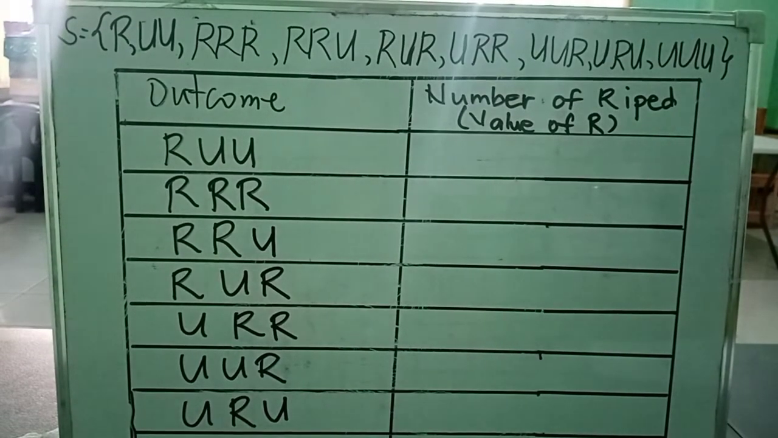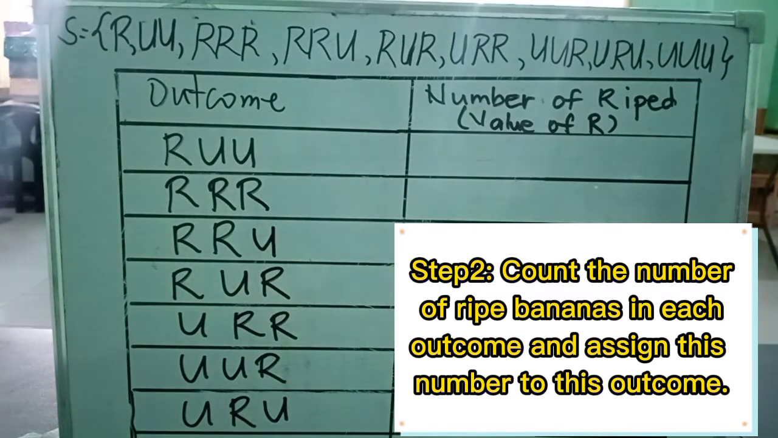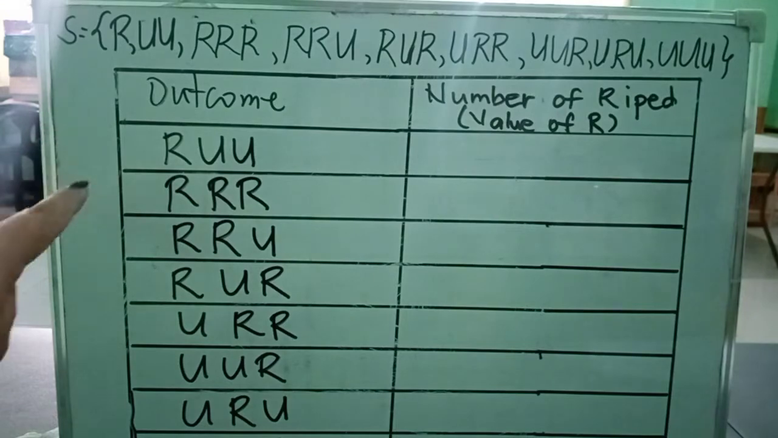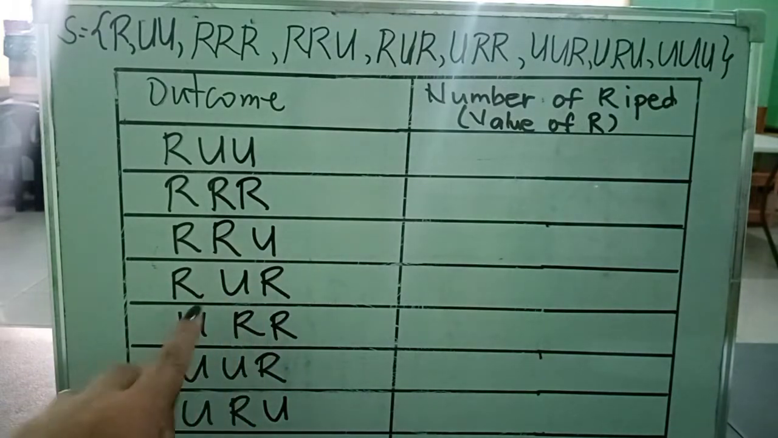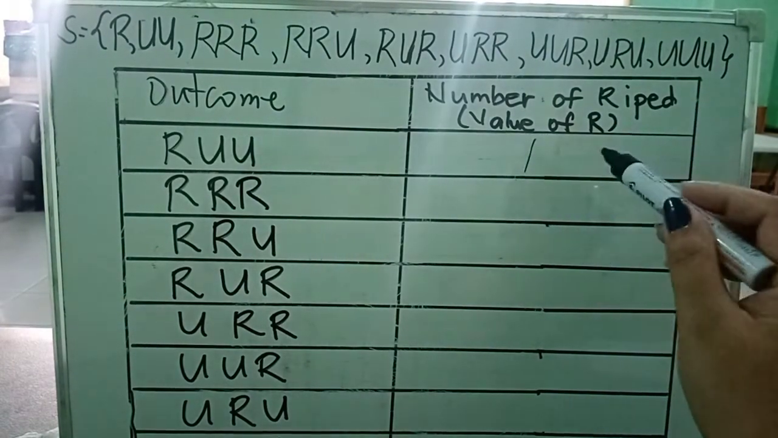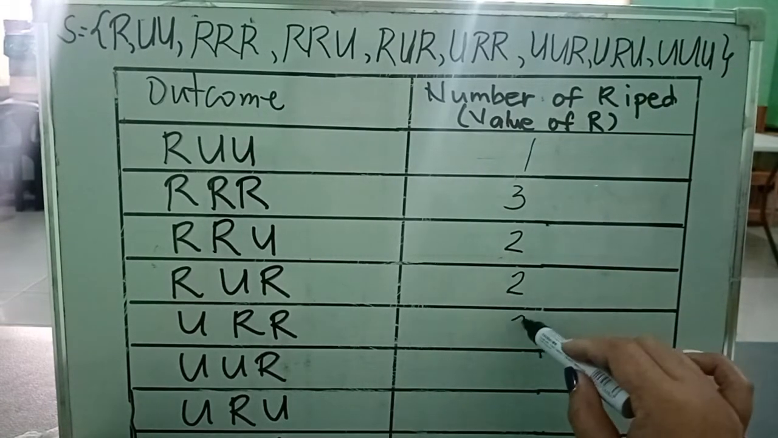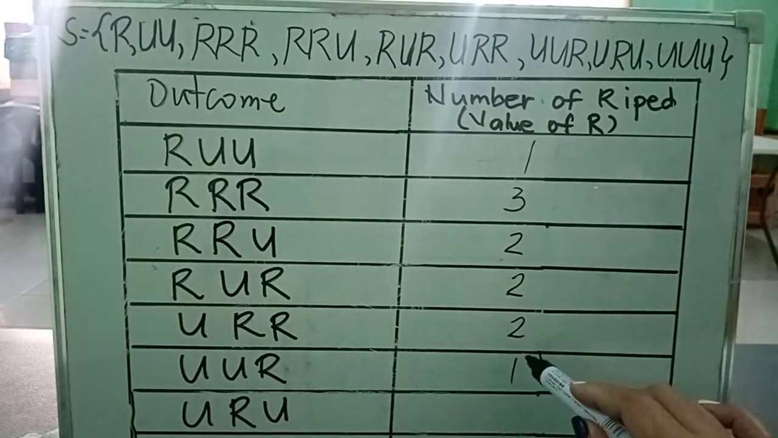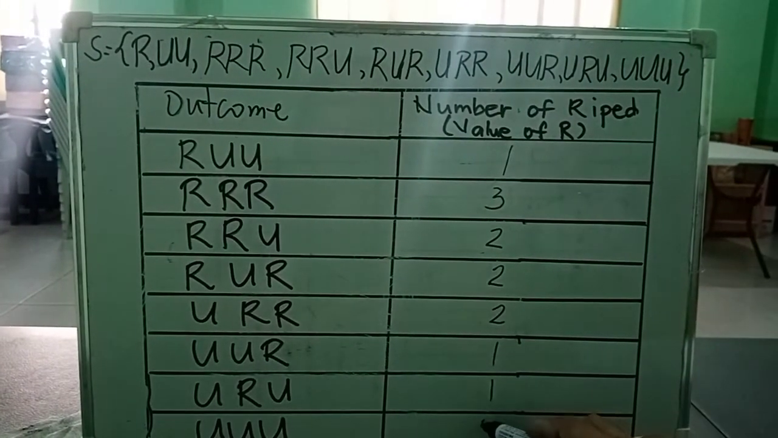Class, after you list the sample space of the experiment, we need to count the number of ripe bananas, or the R, in each outcome and assign the number to this outcome. So let us have the value of R. In the first one we have 1 ripe, then followed by 3, followed by 2, followed by 2 again, then 2, then 1, and then 1 also, and in the last outcome we have 0.